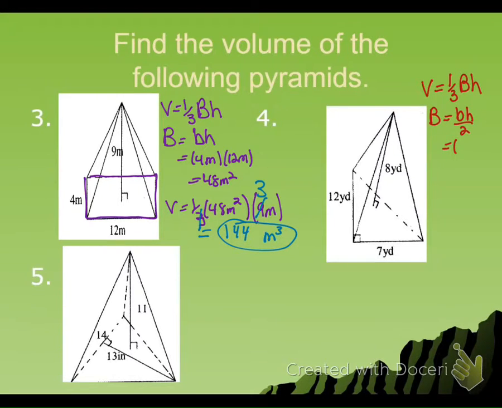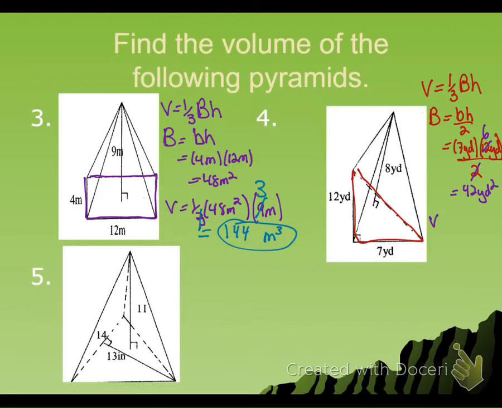So in this case, what is your base and height of this triangle in the base? The base is 7. You're multiplying the two sides, not squaring yet. 12. So 7 times 12 yards squared divided by 2. How many times does 2 go into 12? 6. What is 6 times 7? 42 yards squared.